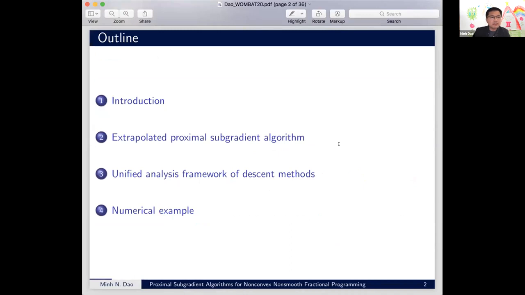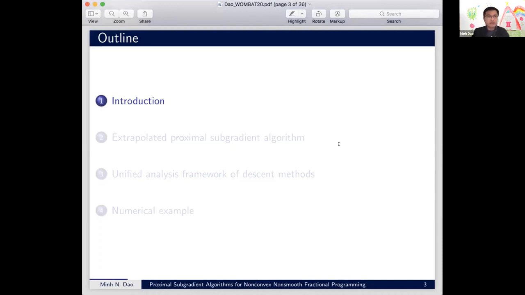So I have divided my talk into four parts. After an introduction about fractional programming, I will present our extrapolated proximal subgradient algorithm, and then I will provide a unified analysis framework of descent methods. The final part we deal with a numerical example. So now we will start with some motivating examples for fractional programming.